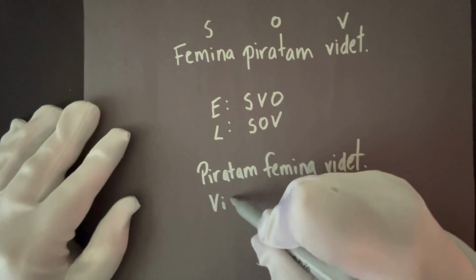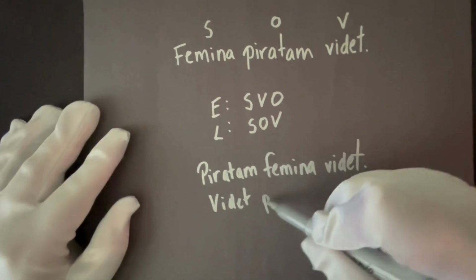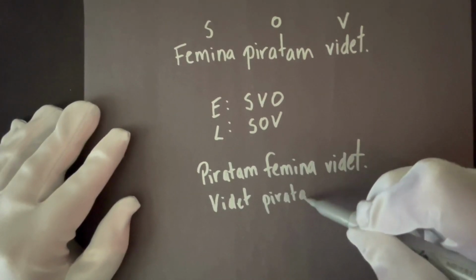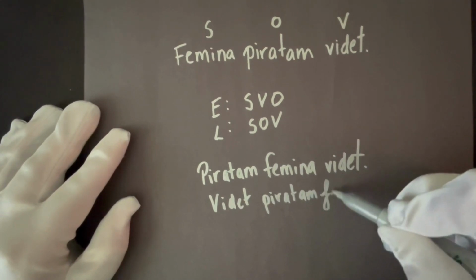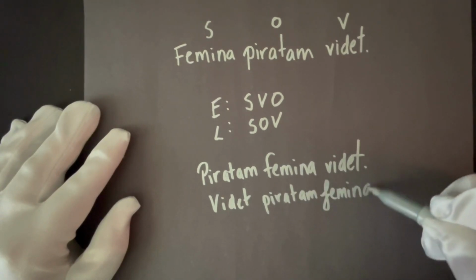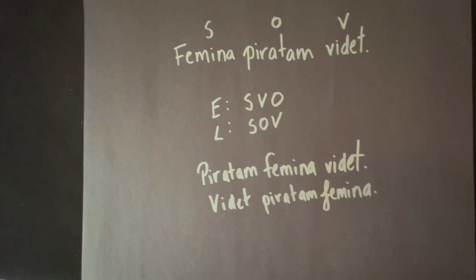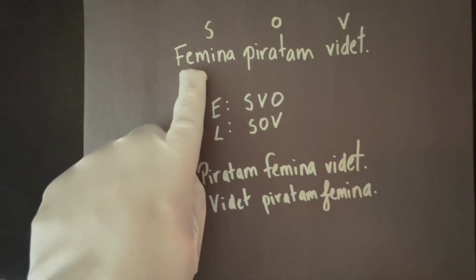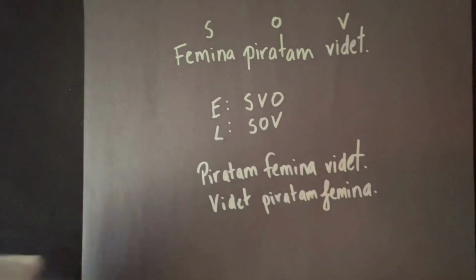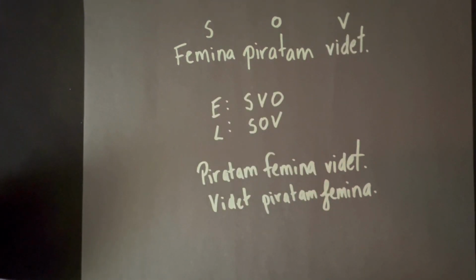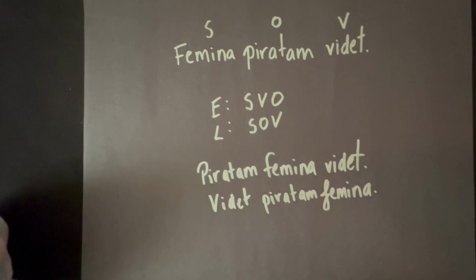If we start with the verb, videt piratum femina, same sentence, okay? The word order does not change the meaning. So generally speaking, in a sentence, we're going to see subject, object, verb. But especially as our sentences get more and more complex, that's not going to be the case.